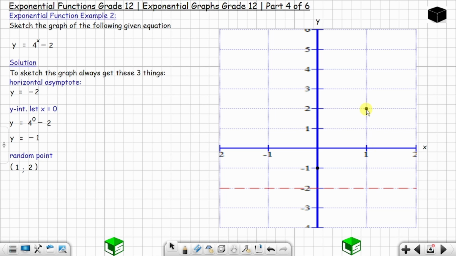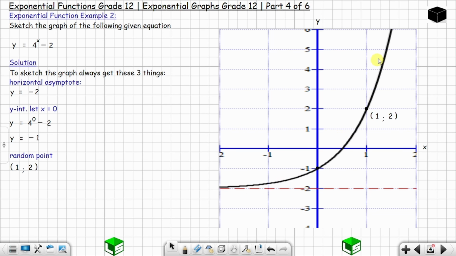Now you can see the graph is going to be like this. Make sure you don't cross the horizontal asymptote, so it's going to be like this. And the coordinates of this point are 1 and 2. You can see 1 and 2. Now you can join the 2 points. It's going to be like this. I hope you can see that.